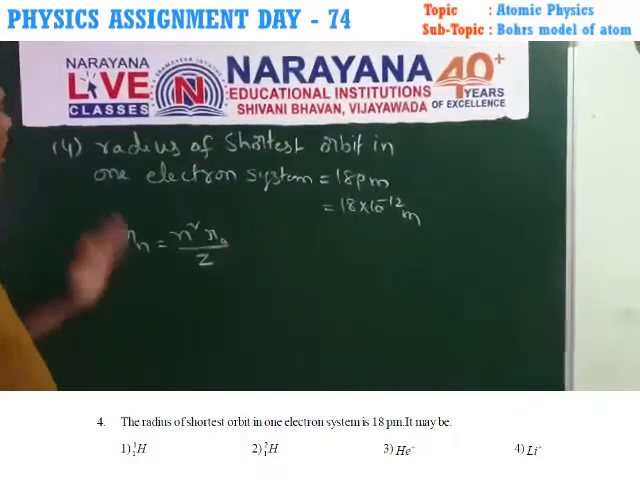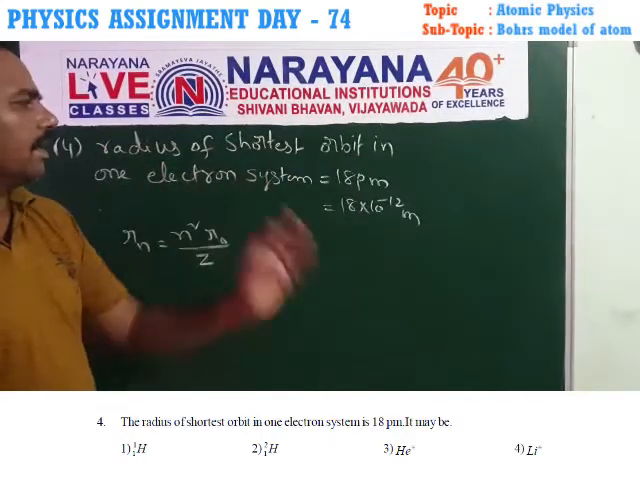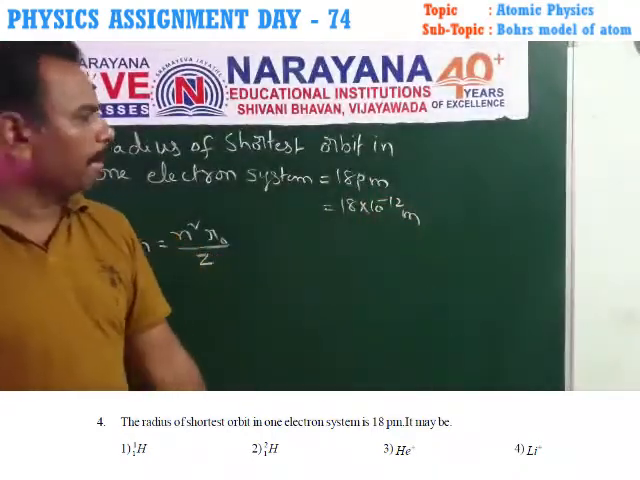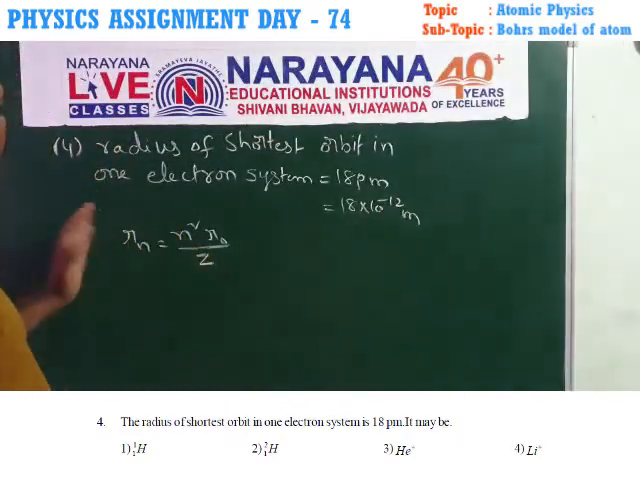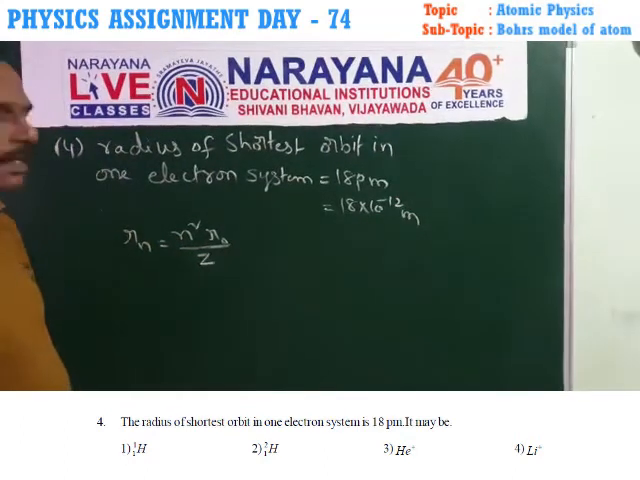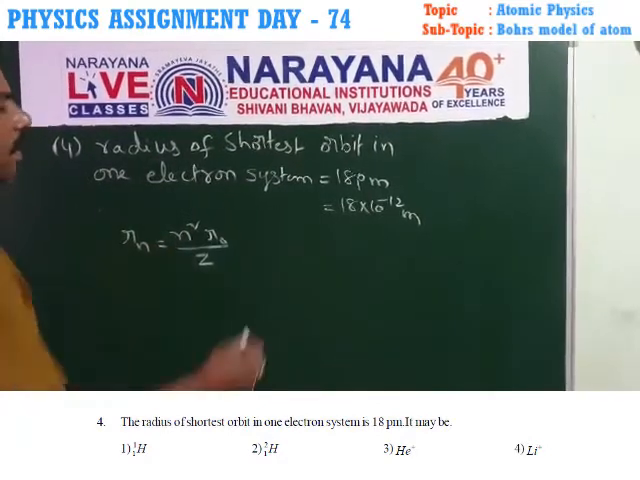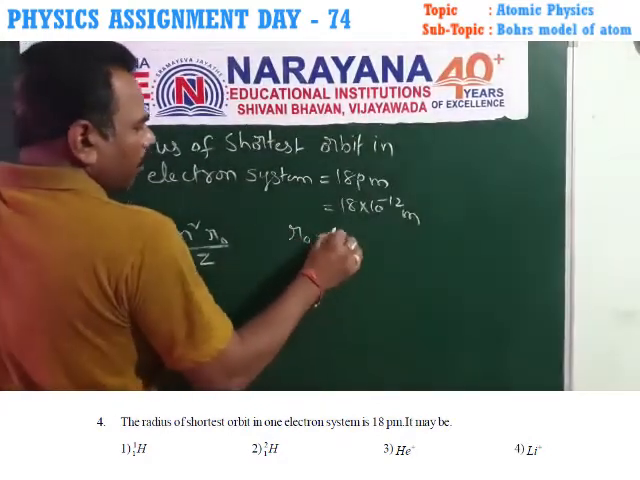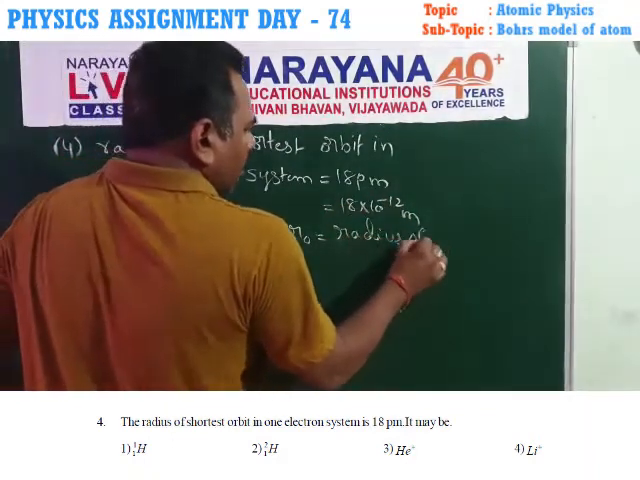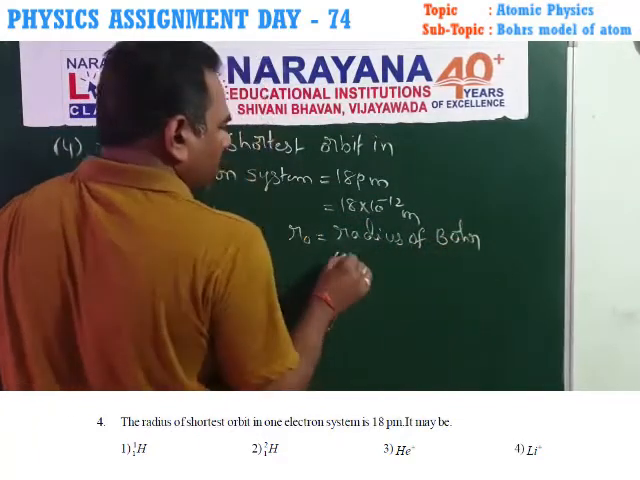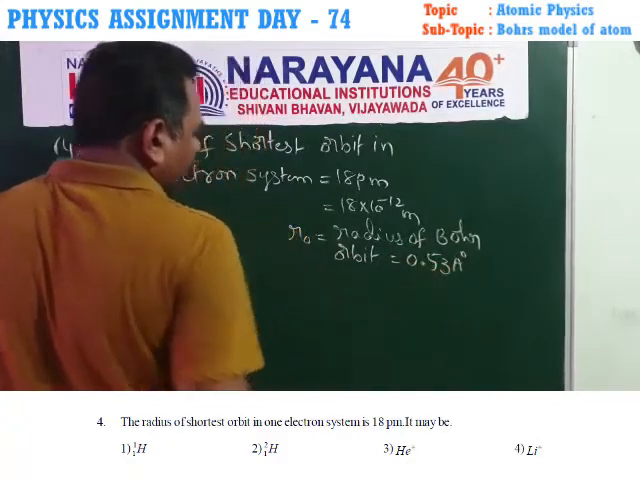1.058 angstrom. In the fourth sum, the radius of the shortest orbit in a one-electron system is 18 picometers, that is 18 into 10 power minus 12 meters. We know the radius of the nth orbit is n square by Z into r0. R0 is known as the radius of the Bohr orbit, which is 0.53 angstrom units here.